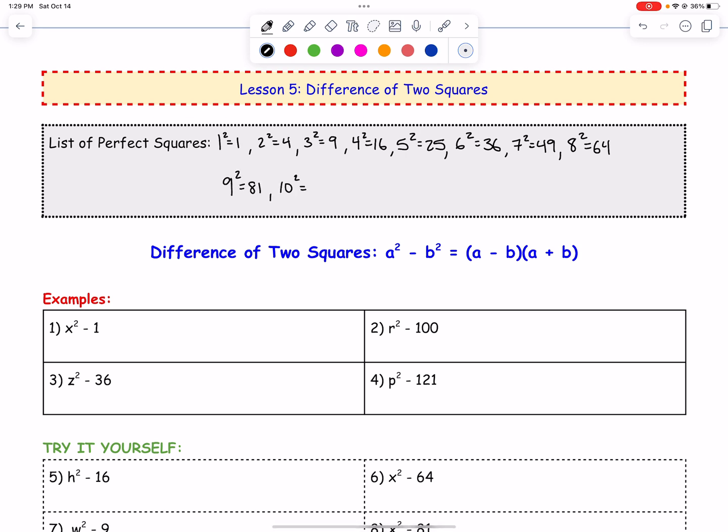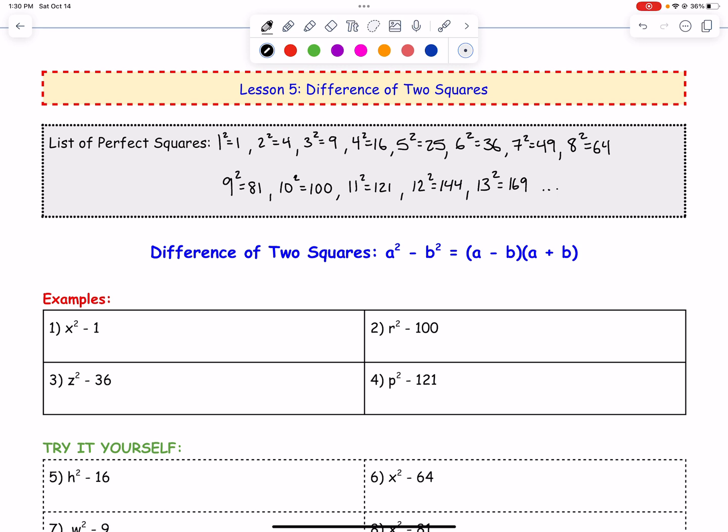10 squared is 100. 11 squared is 121. 12 squared is 144. And 13 squared is 169. And we can certainly keep going, but I think within that list, you'll have most of what you need. And we can use our calculator if we need anything else.